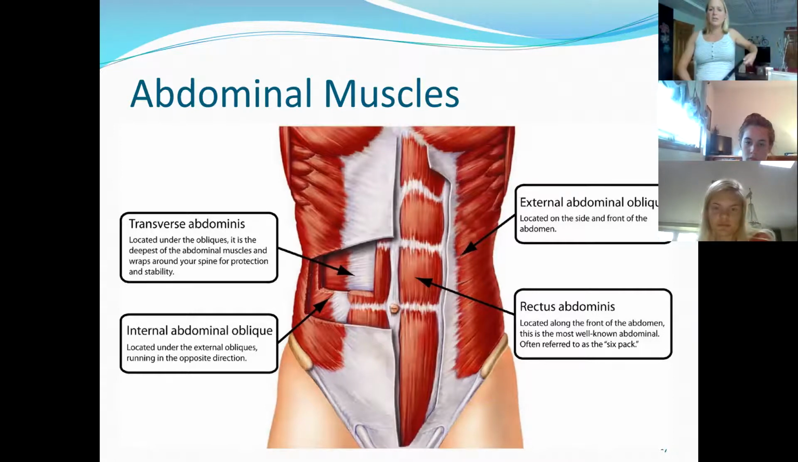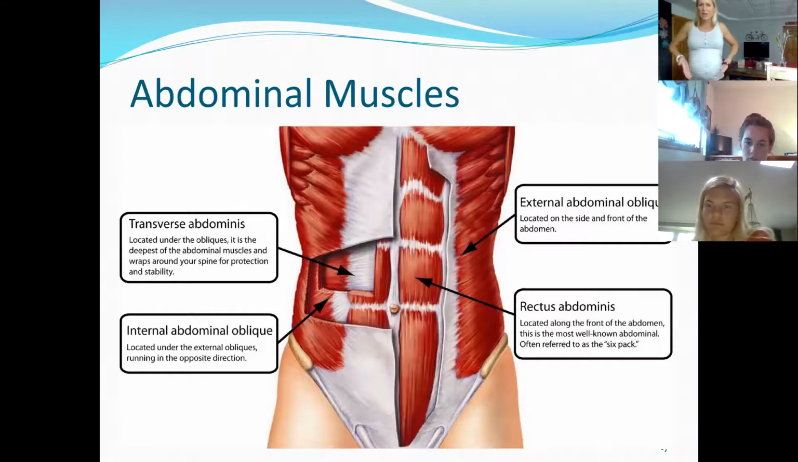External abdominal obliques, think about putting your hand in your pocket, and that's the way that they run. So they're going to run diagonally this way. Okay. So if you see people that have that cut section down here, like what I have going on right now, that's the external obliques that you can see the muscle tone there. So external abdominal obliques, think about putting your hands in your pockets. Internal abdominal obliques are going to run in opposition, so they're going to run that way. And then rectus abdominis are going to run straight up and down.